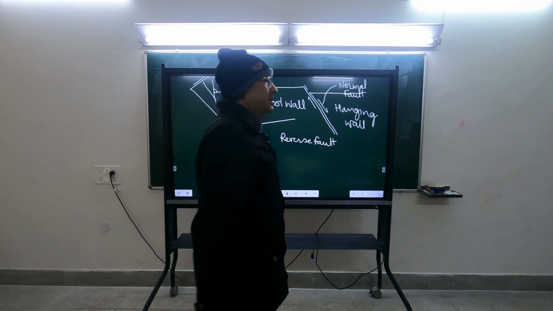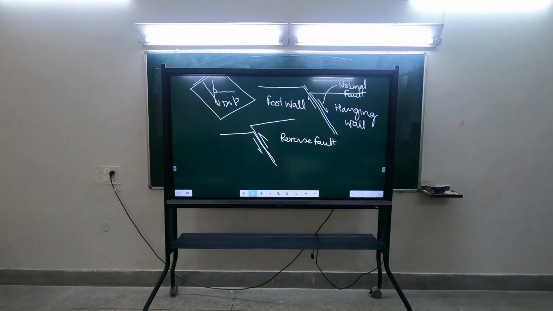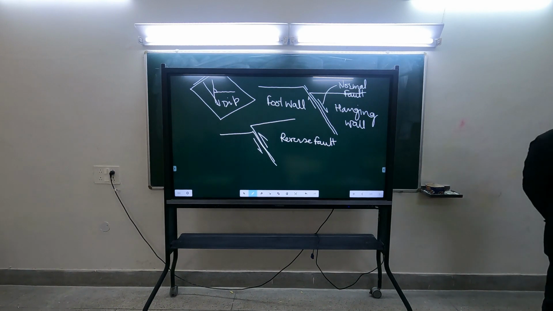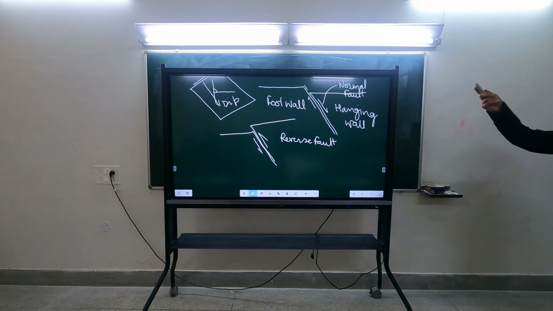Why is this movement occurring? Because of motion of tectonic plate. So from tectonic plate motion, what happens? Not always the foot wall is sinking. In the first case, the hanging wall was going down.